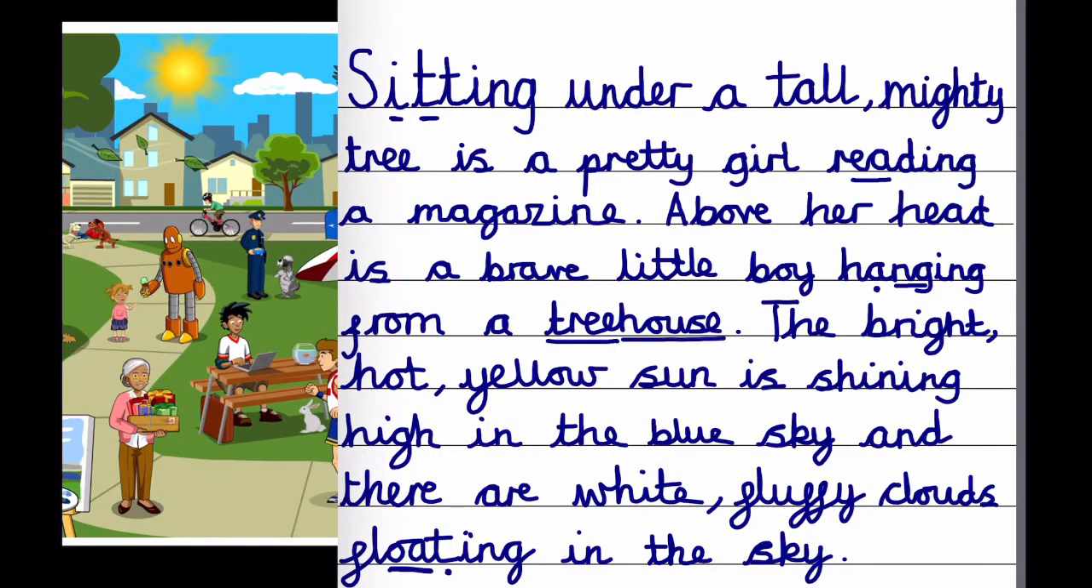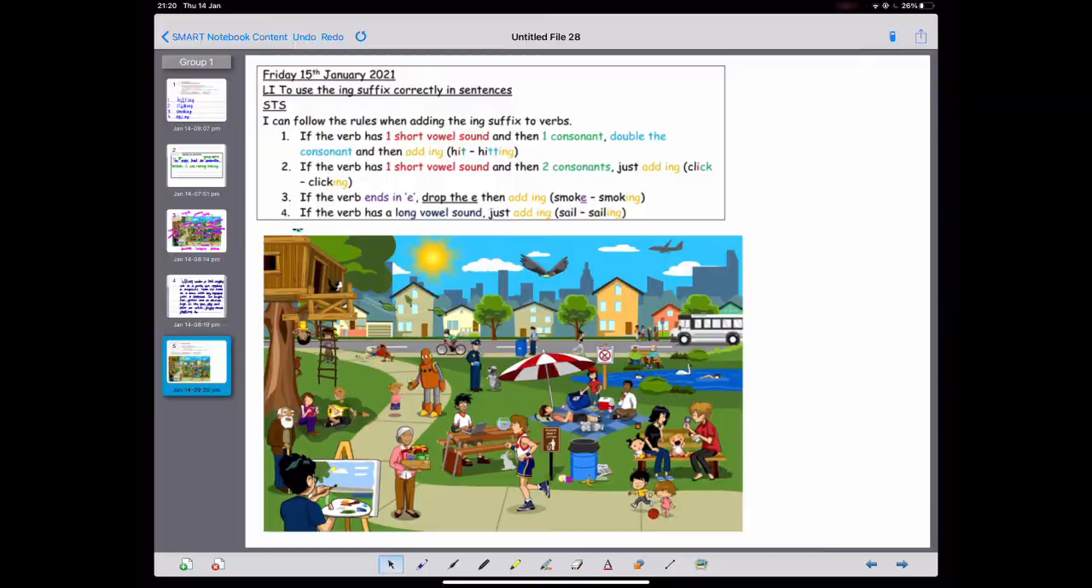Now I'm going to change this last bit, year two, because we've already said about the sky up here. Okay, up here we said it, look. So let's, what can we have instead? The bright, hot, yellow sun is shining high in the blue sky and there are white, fluffy clouds floating by. Super duper stuff. Thank you for helping me, year two.